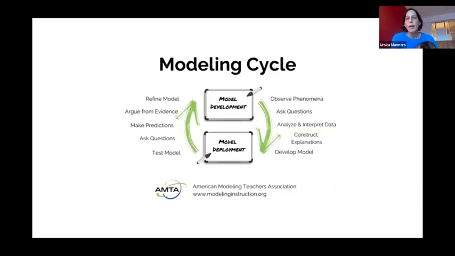So this is just a model of what the modeling cycle looks like. You start out by observing phenomena, asking questions, analyzing and interpreting data. So that's kind of your model development. You're constructing your initial model, and then you start testing that model, asking questions through different sorts of activities, making predictions, and seeing how you can actually improve the model.